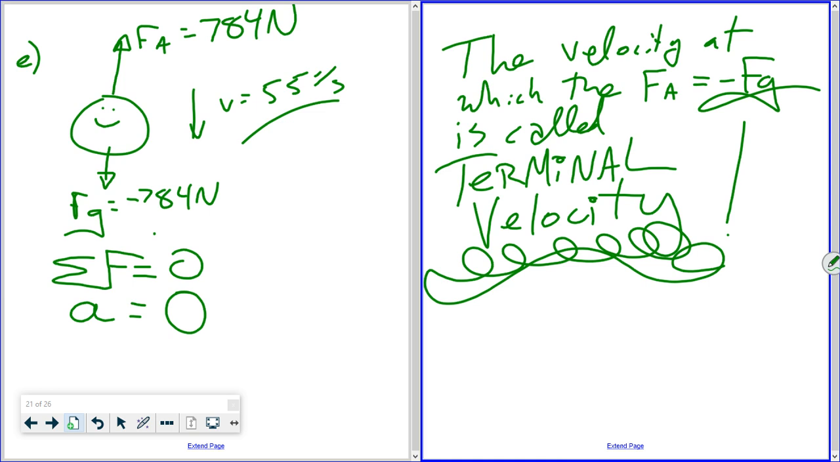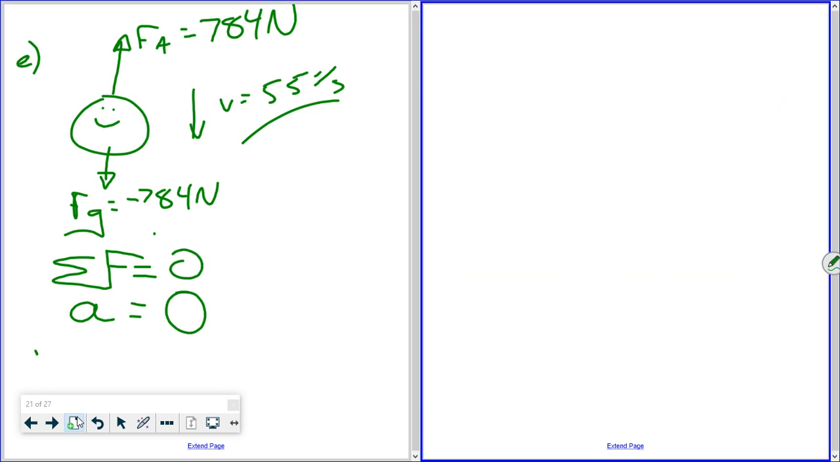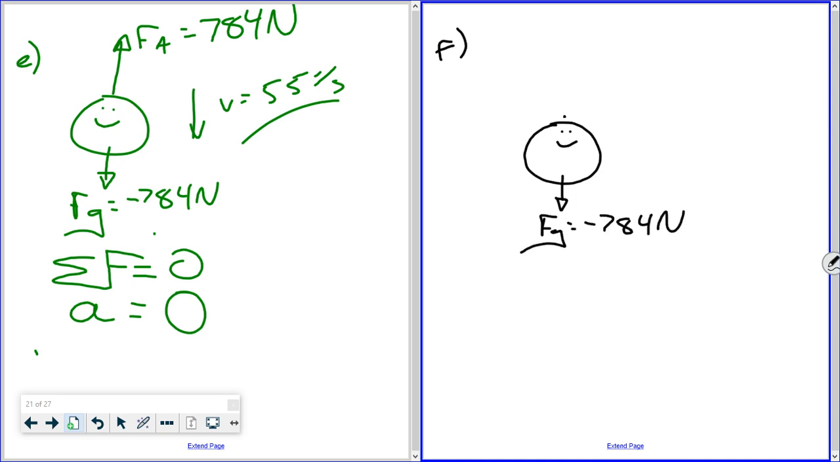Poof! Parachute! So here we go. Roy's like, oh crap, I have just jumped out of a hovering helicopter and the ground is approaching quickly, so he opens his parachute. So here's Roy. Gravity is still pulling him down with negative 784 newtons.